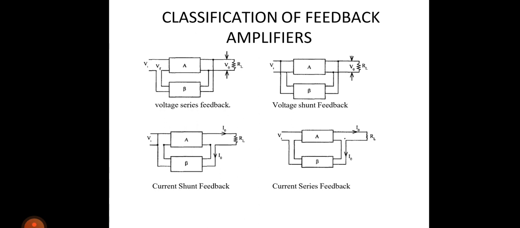In current shunt feedback, the output is current sampling, therefore the connection must be in series, that is, the feedback network must be in series with the output of the basic amplifier. Shunt means the output of the feedback network must be in parallel with the input of the basic amplifier. In current series feedback, in the same way, the output is current, so the feedback network must be in series with the output of the basic amplifier, and also in series with the input of the basic amplifier.